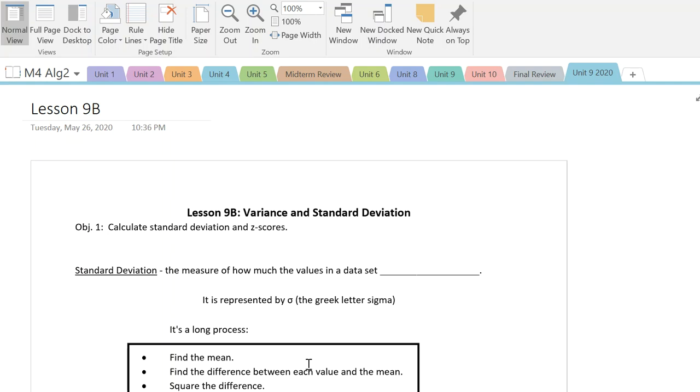Going to look at lesson 9B, which is talking about measures of dispersion, especially standard deviation and z-scores. So, a standard deviation is basically the measure of how much the values in a data set vary.